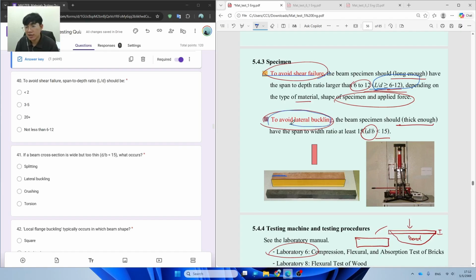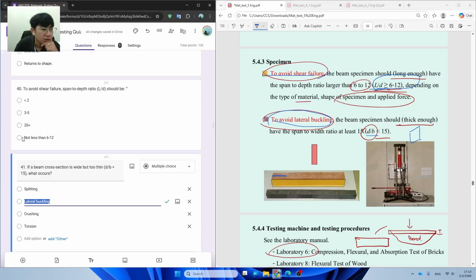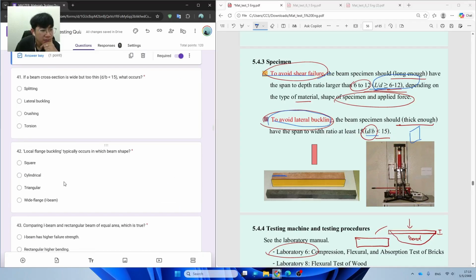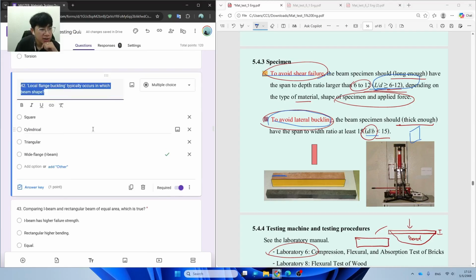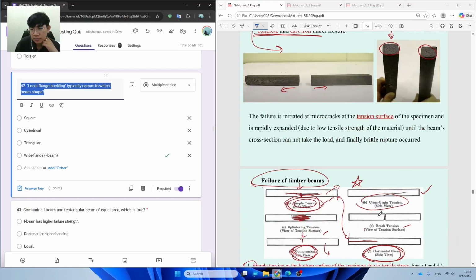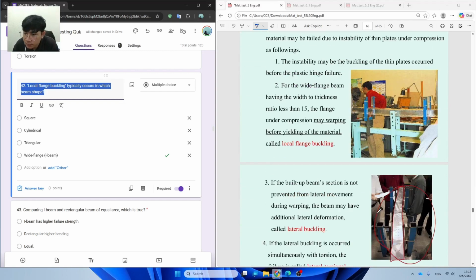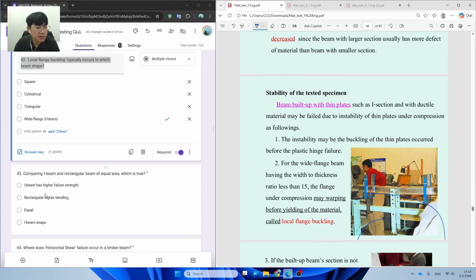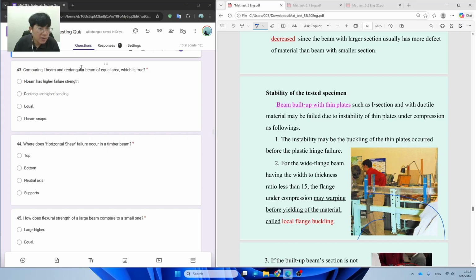And to avoid lateral buckling, we need to have B over D smaller than 15 over here. So it's only the cross section, B over D. For question 42, local buckling typically occurs in the flange. This one is from the experimental study in here, so I'm going to skip this. And comparing an I-beam to a rectangular beam of equal area, which one is true?